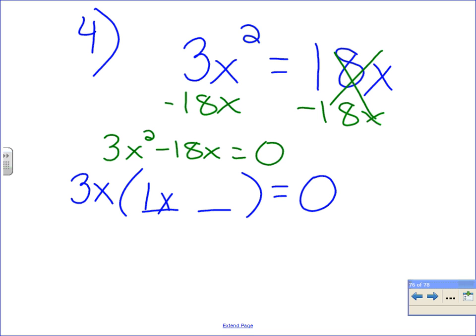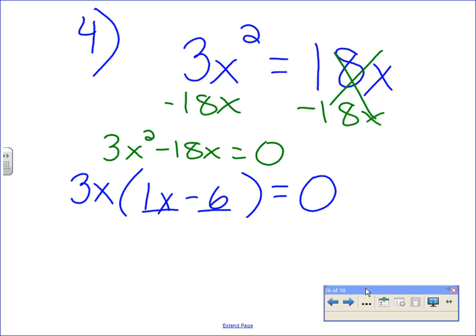Okay, Melina, what goes here? Negative 18 divided by 3 is minus 6. There's an x here, but we're dividing it by another x, so the x's are gone. You could also think of this as x divided by x is no x. This is the factored answer.